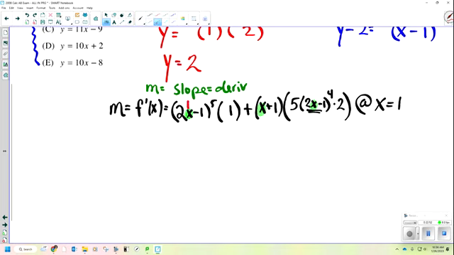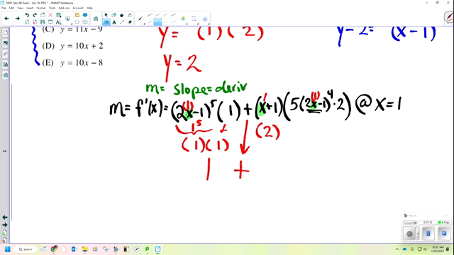2 times 1, I did this above, is 2 minus 1. So that's 1 to the power of 5. This is 1. Times 1. 1 times 1 is 1. Plus, okay, 1 plus 1 is 2. All right. 2 times 1 is 2 minus 1. That gives me 1 to the power of 4, which is just 1.